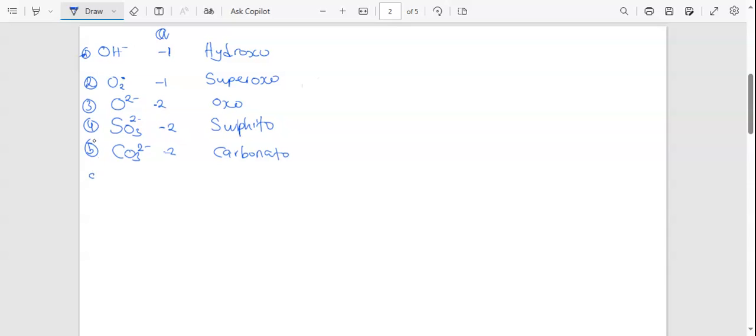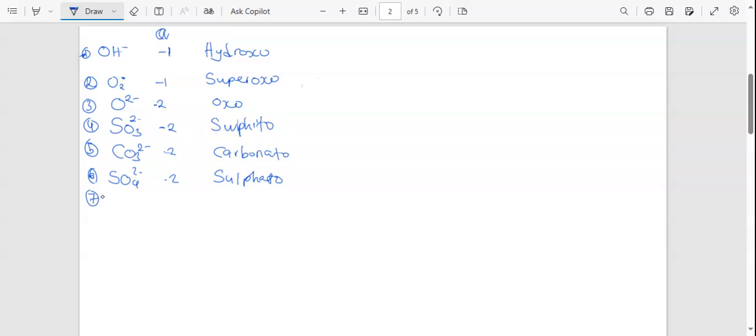Number 6. Suppose we are now given sulfate. It was sulfate, now it is sulfato. It was carbonate, now carbonato. What about the sulfate with the negative charge of 2? It was sulfate, it is now sulfato. That's the trick part of this one: you always add an O at the end. Sulfato like that.